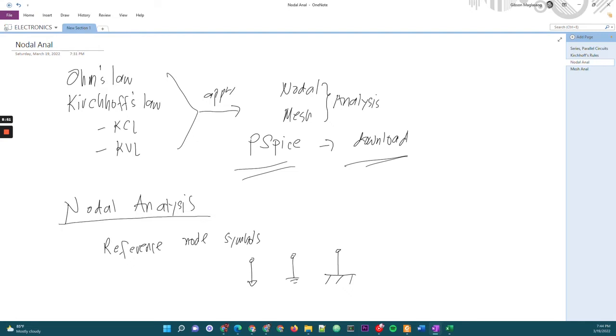So this is a common ground, this is a ground, and this is a chassis ground, or chassis. We call that chassis ground. Once we have selected the reference node, we then assign voltage designations to non-reference nodes. So consider this example.